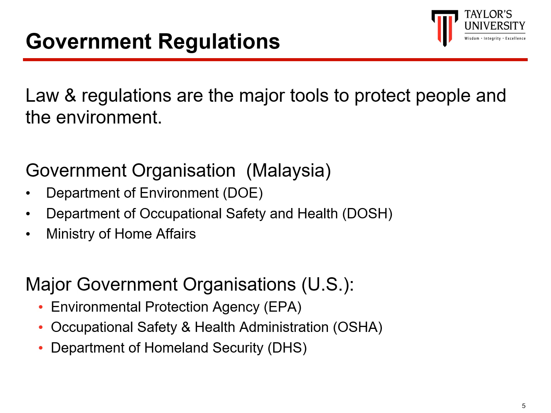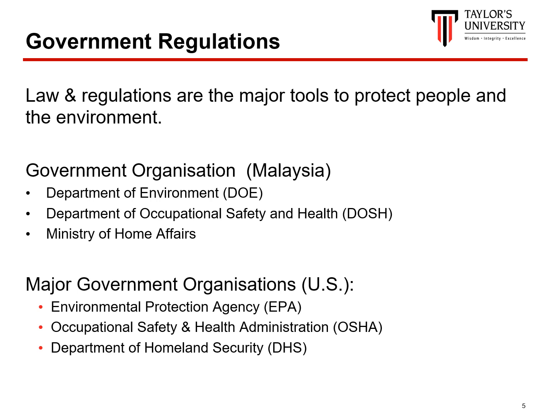Laws and regulations are the major tools for protecting people and the environment. So our parliament is responsible for passing laws that govern Malaysia, and to put these laws into enforcement, departments are authorized to come up with acts to protect the people and environment, such as the Department of Environment, DOE, the Department of Occupational Safety and Health, DOSH, and also Malaysia's Ministry of Home Affairs.